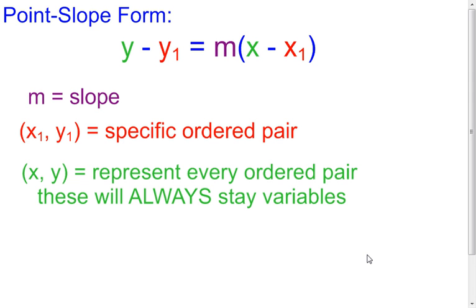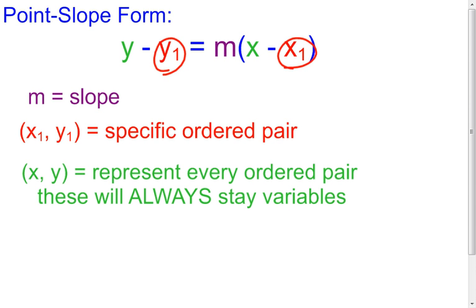M, just like always, stands for the slope. x1 and y1 is a specific ordered pair that's on the line. For instance, the point (2, -5) might be on the line, and so x1 would be 2 and -5 would be y1. You will plug numbers in for y1 and x1, okay?